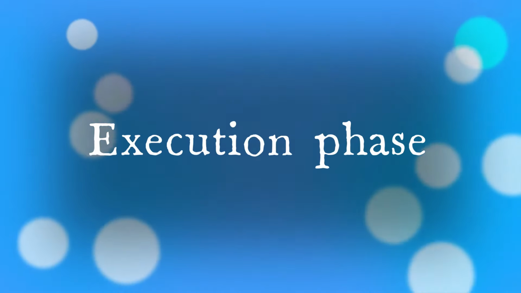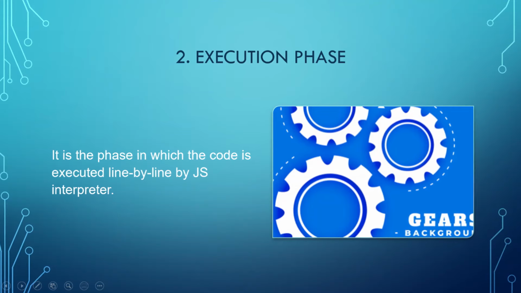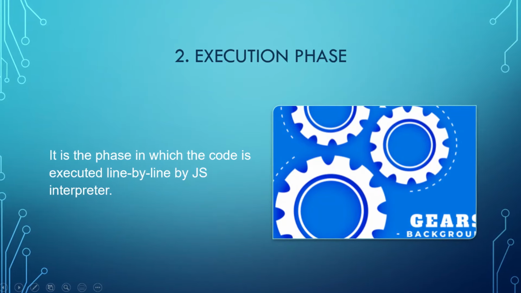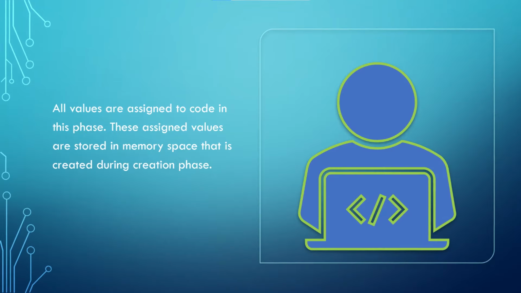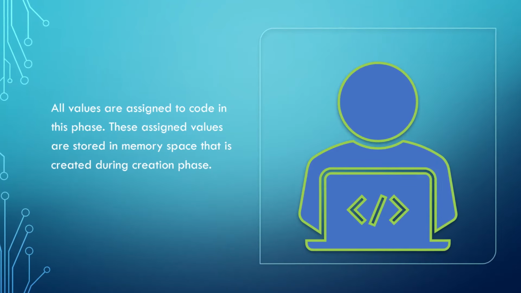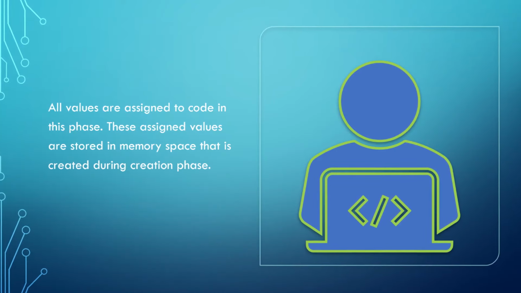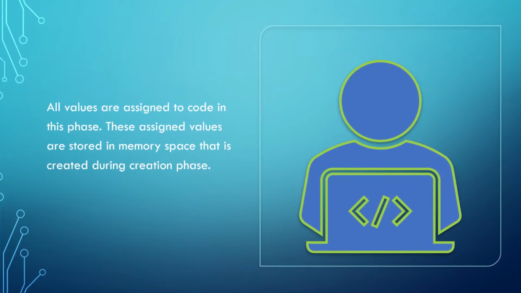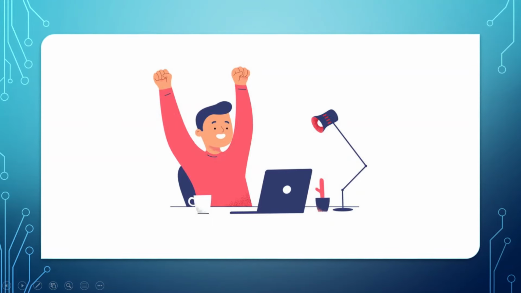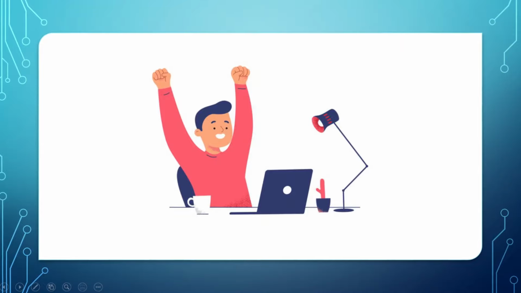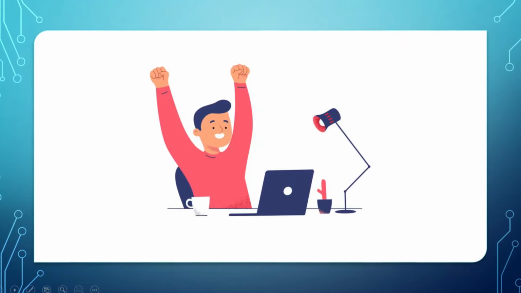After completing the first step, the second step, the execution phase, is started. In this phase, the code is executed line by line by the interpreter of the JS engine. All values are assigned to the code in this phase. These assigned values for the code are stored in the memory space that is created during the first step. The execution is started and the engine starts performing the actions that are defined in the JavaScript code.